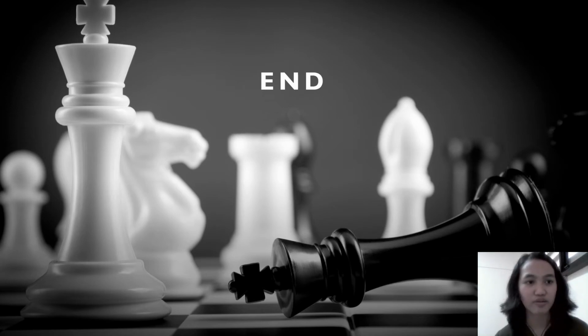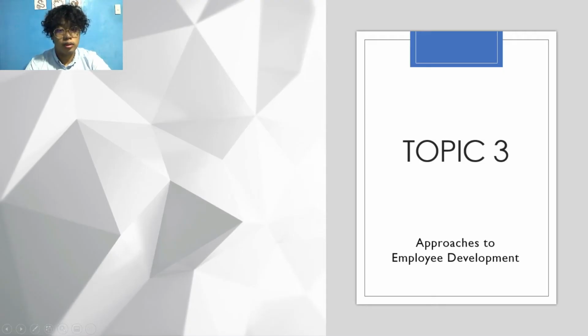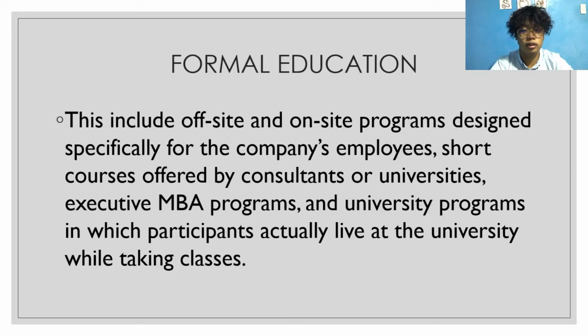Thank you. So I'm here again to tackle topic 3 of Lesson 7, employee development. Topic 3 of Lesson 7 is approaches to employee development. First, formal education. These include off-site and on-site programs designed specifically for the company's employees, short courses offered by consultants or universities, executive MBA programs, and university programs in which participants actually live at the university while taking classes.